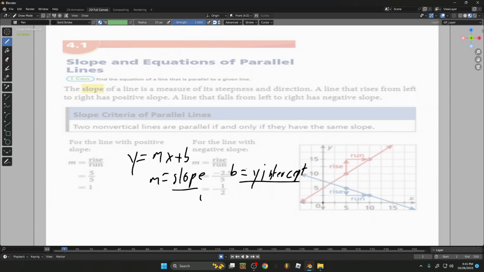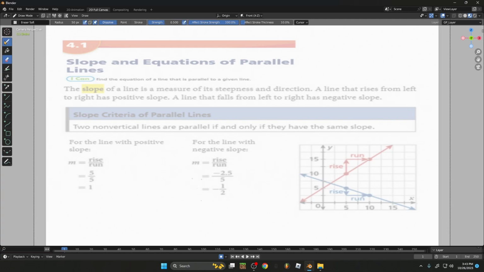The y-intercept is where it crosses the y-axis. So let's just say this line, the y-intercept is 5 because it's crossing the y at 5. This one, which one does it cross first? This one at 7.5. This one, the y-intercept is 7.5. Don't get confused with this one because this is the x-intercept.